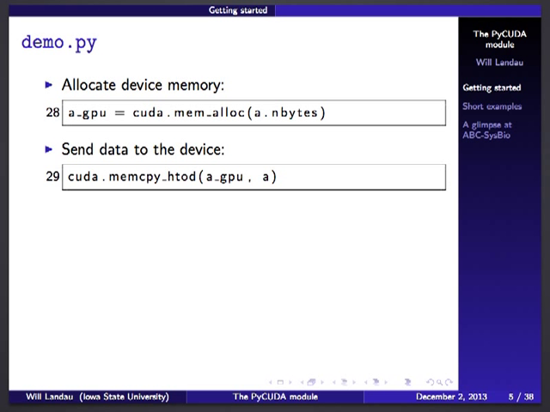And sending information to the device is also easy. There's this CUDA memcopy host to device. That's what HTOD stands for. It copies the thing on the right to the thing on the left, just like CUDA memcopy does as well, but the syntax, as you can see, is much easier to remember, and this is much more shiny because we're in Python now.